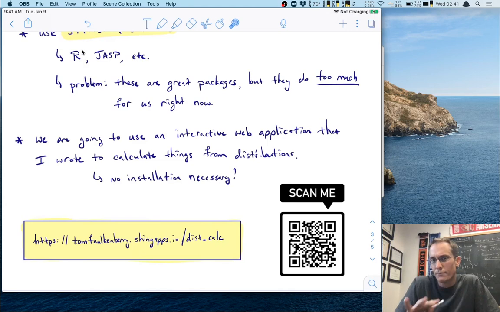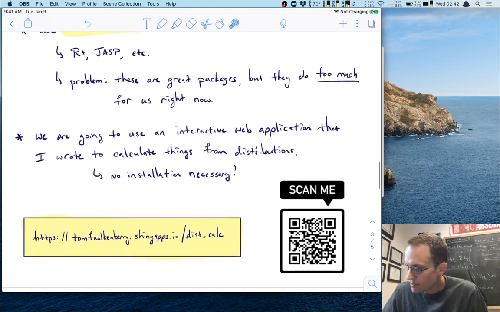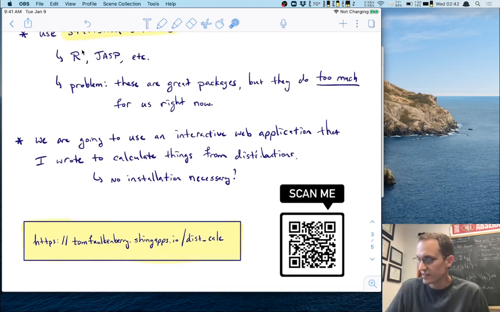Now, if you're watching this from a computer, all you have to do is go to a browser and type in this web address. Okay, now it's kind of a long address, but it's basically my name, Tom Faulkenberry, .shinyapps.io/dist_calc. It's a distribution calculator. Again, it's kind of a cumbersome name, so if you would rather, you can just aim your phone camera at this little QR code right here, and it'll pop it right up on a phone for you. So what I want to do now is show you this website, and also show you what it looks like on a phone real quickly.